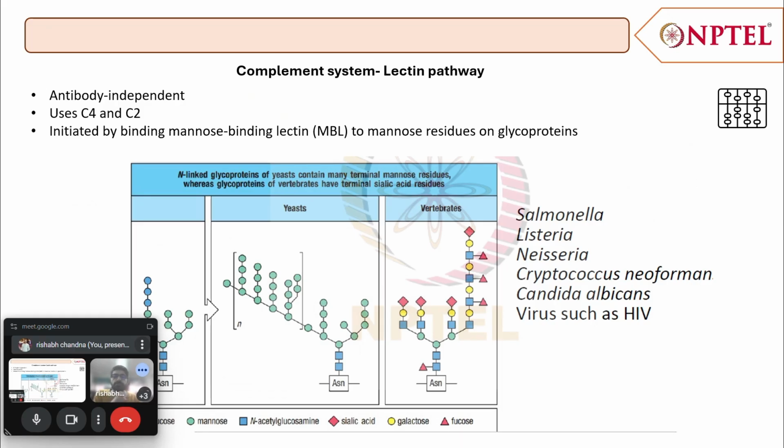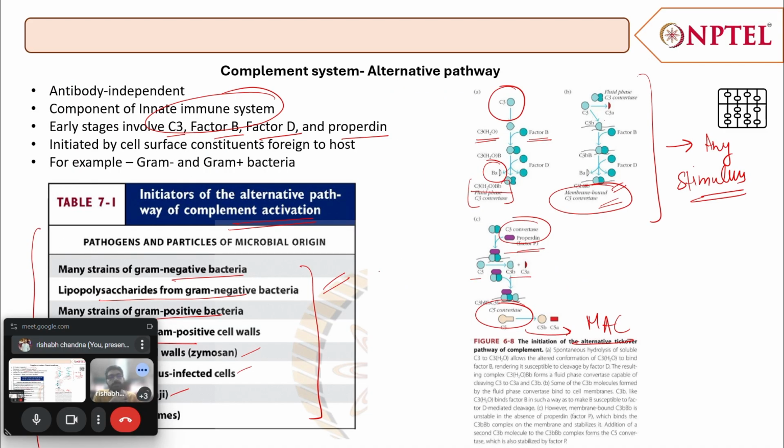As you saw here also, in the alternative pathway, although it starts with C3, it leads to the formation of a membrane bound C3 convertase that forms the C5 convertase, and then C5 convertase leads to the formation of the membrane attack complex. So this C3 convertase is the connecting link between all the three pathways.